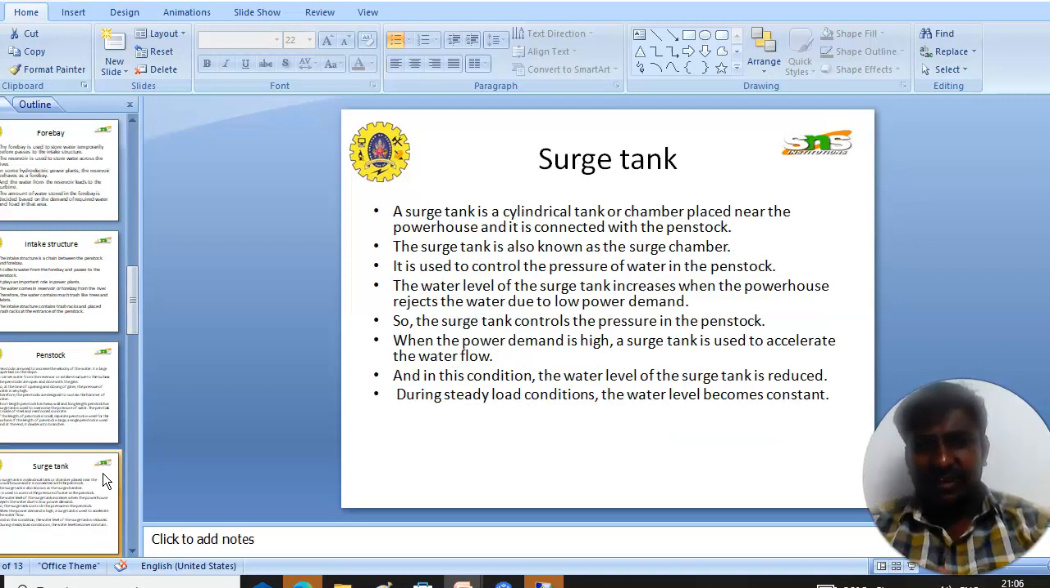A surge tank is a cylindrical tank or stand pipe placed near the powerhouse that is connected with the penstock. The surge tank is also known as a surge chamber. It is used to control the pressure of the water in the penstock.